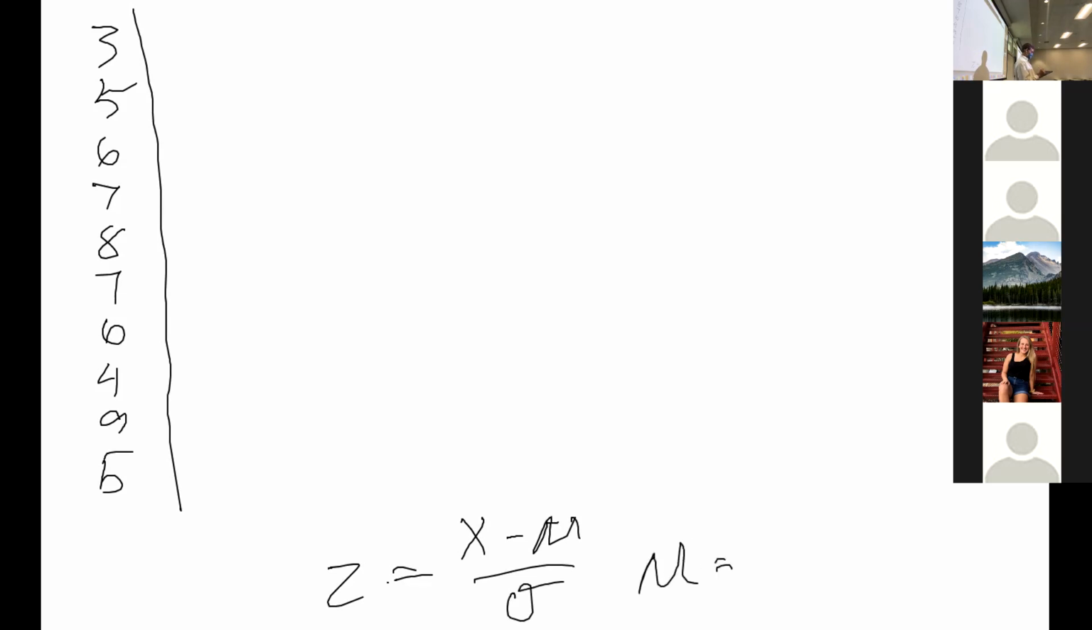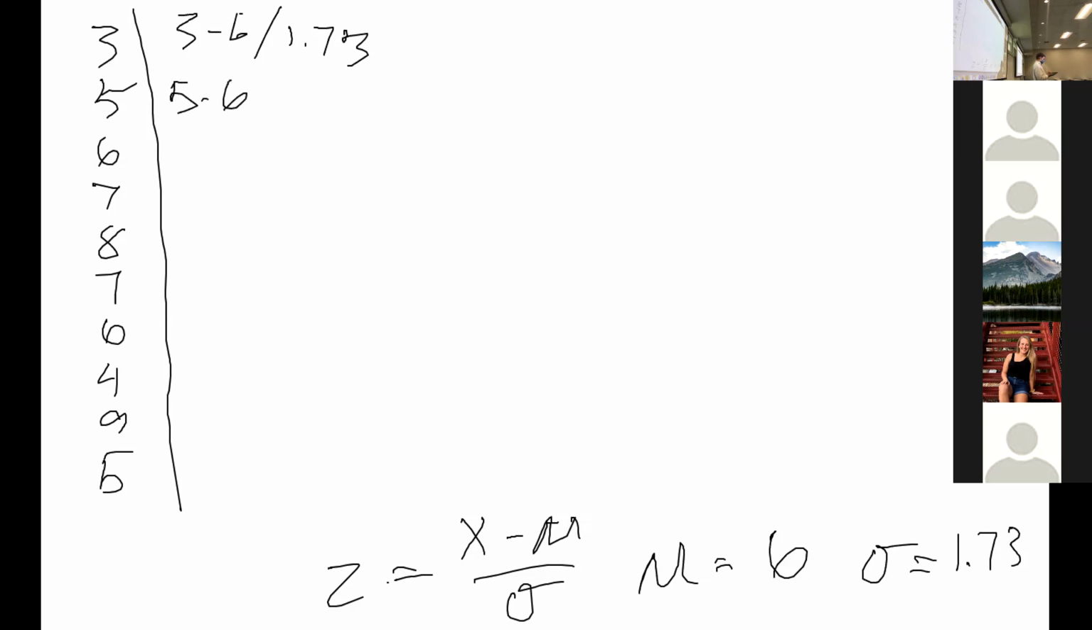And so we know our mean is what? 6. Yep, so you would have had to calculate that in addition to what we just did. And then our standard deviation, 1.73. All right, so for each one of these x values, we're going to calculate its z-score. So for 3, it's going to be 3 minus 6 divided by 1.73. 5 minus 6 divided by 1.73. 6 minus 6 divided by 1.73, and so on.